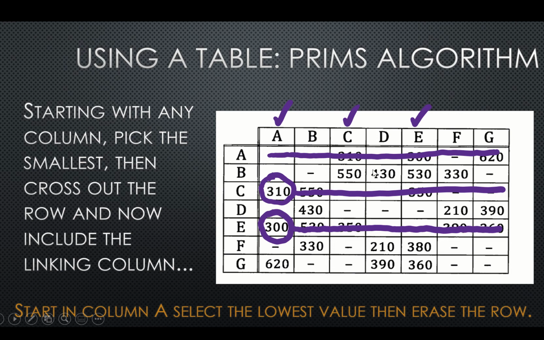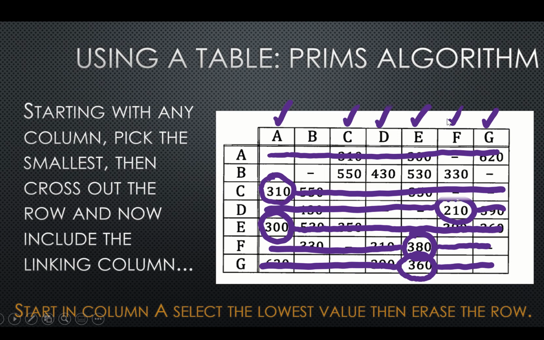Now we can look down A, C, and E, and we can look for the smallest value. Looks like it's going to be 360 by connecting G. All right, so now we can delete that row, circle that value, and tick G. G is now connected. We can look around for the smallest value. Looks like it might be F. So we delete the row, circle the value, tick F. Now it looks like we've opened up this one, which is very short, so we're going to connect D after we've circled, erased, and ticked.